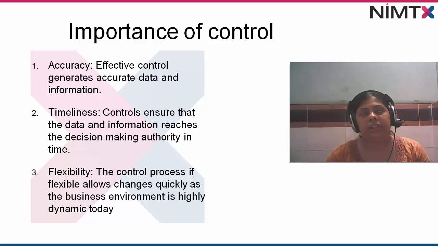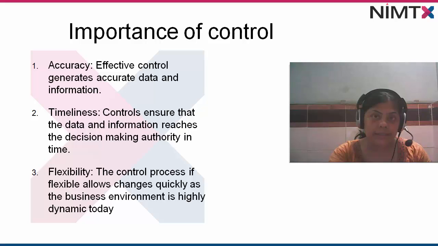If you do not have an effective control system, and there is any negative deviation that needs to be sent to the authorities concerned, the information will not be sent at the time it should be sent, and there can be negative impacts on the organization as well. So it is very important for a control process. An effective control process would keep time also into consideration.